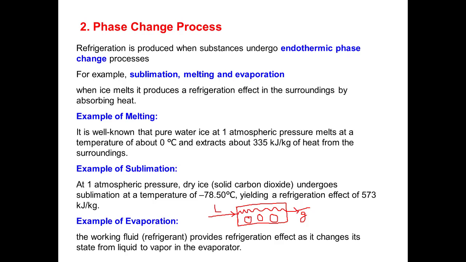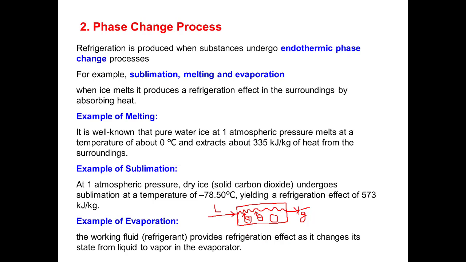The items placed inside the refrigerator are at a higher temperature. So the refrigerant inside the tube will absorb heat from these items. The heat from these items will be absorbed by the refrigerant, and as a result the liquid refrigerant will be converted into gas. That's again a phase change process, and with the help of this we can produce a cooling effect.